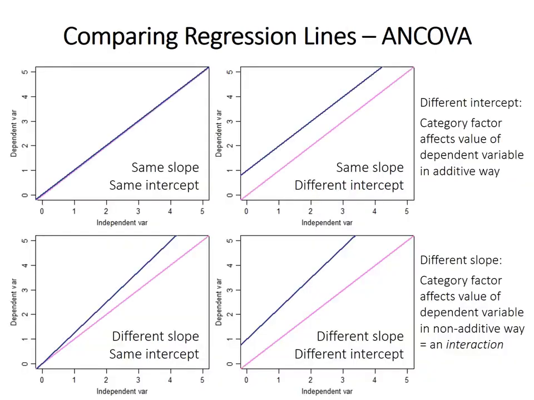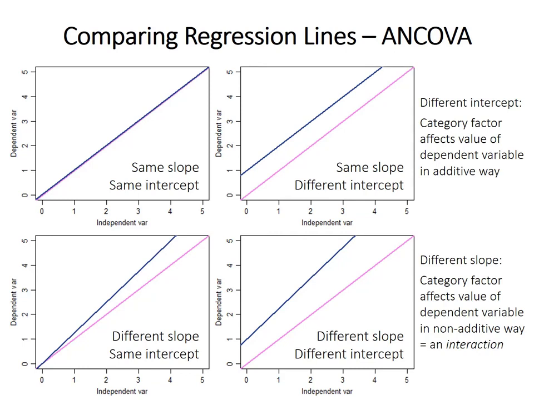So in the simplest case, where we have a single continuous independent variable on the x-axis here, and a single independent factor with two levels, the blue or the pink, this factor could affect the dependent variable, for example, in a simple additive way, like in the upper right. Basically, in the upper right, a 1 unit increase in the continuous independent variable causes a 1 unit increase in the dependent variable. That's true for both lines, but in one category, that line is just shifted 1 unit up.